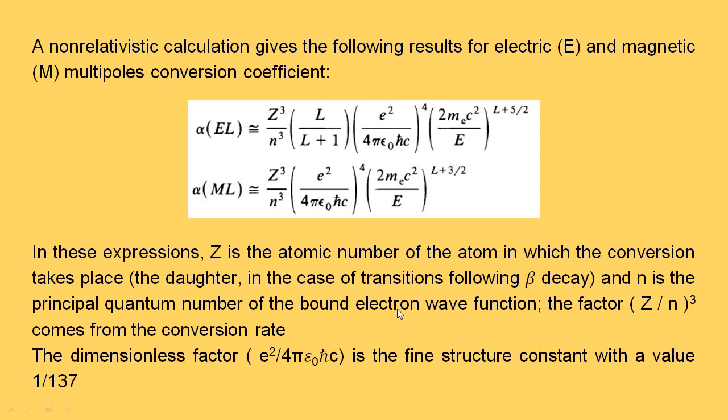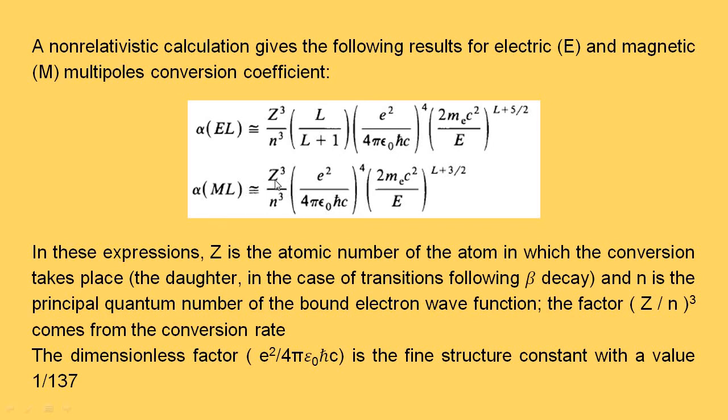That means from where your electron is emitted. The factor Z by n cube comes from the conversion rate, and this quantity is normally written as 1 by 137 and is the fine structure constant. This m_e c square is the rest mass energy of your electron, E is the energy of the gamma decay, etc.